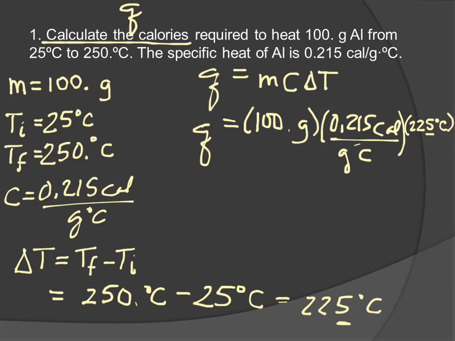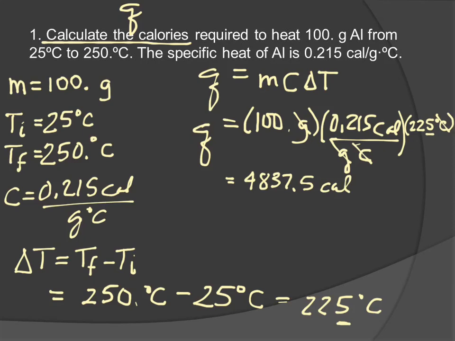Let's check our units real quick. We've got grams canceling grams. We've got degrees Celsius canceling degrees Celsius, and we're left with calories, which is great because it says calculate the calories. So now we calculate the calories. 100 times 0.215 times 225 equals. And the calculator is going to show me 4837.5 calories.